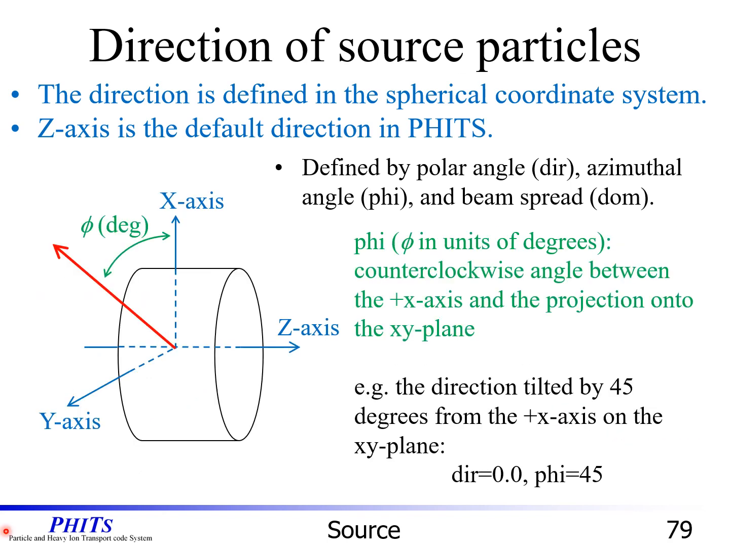The next slide shows how to set the phi parameter. Phi is the azimuthal angle, and is given in units of degrees. Please be careful with this unit because that of dir is different. Phi is given as the counterclockwise angle between the plus x-axis and the projection onto the xy plane. For example, when we set the direction tilted by 45 degrees from the plus x-axis on the xy plane, we have to set dir equals 0 and phi equals 45.